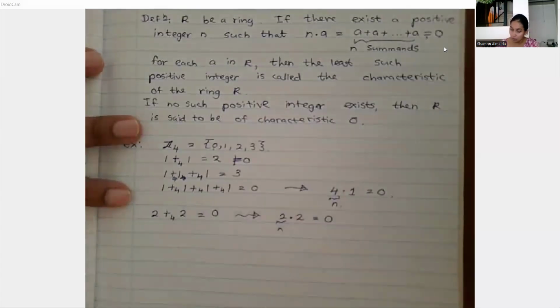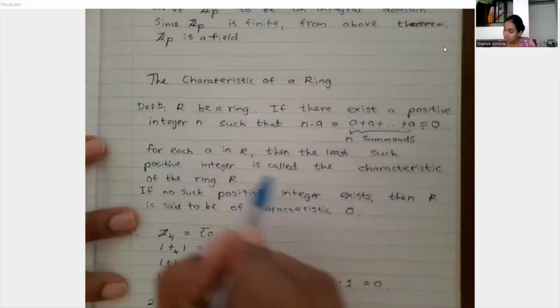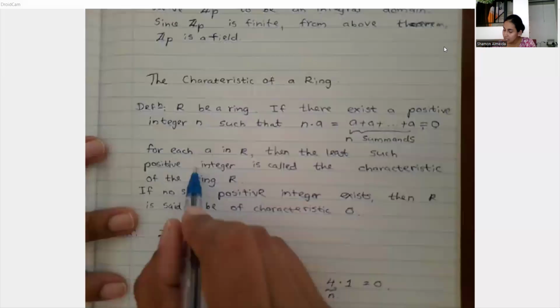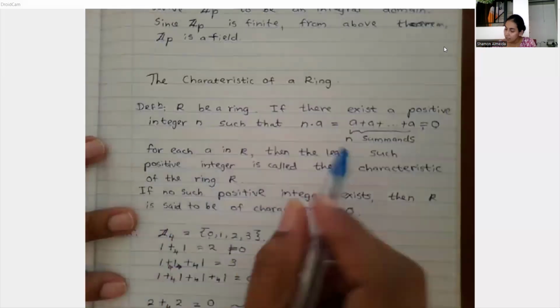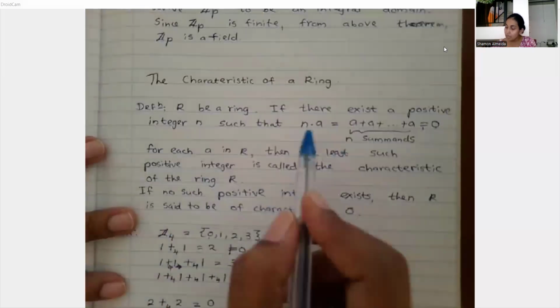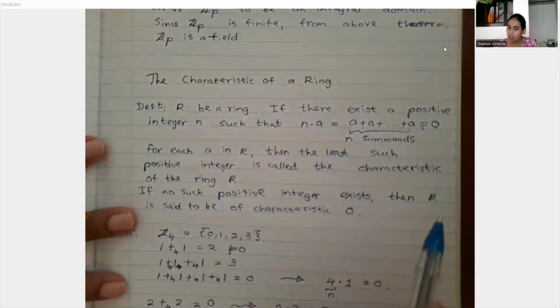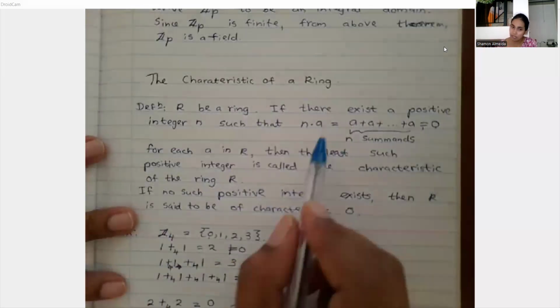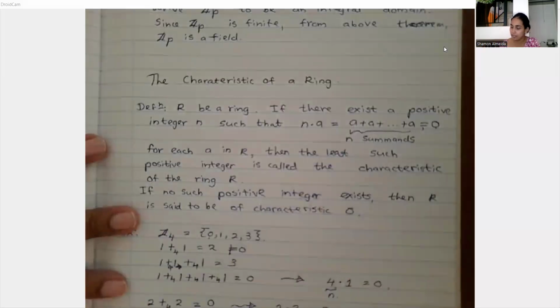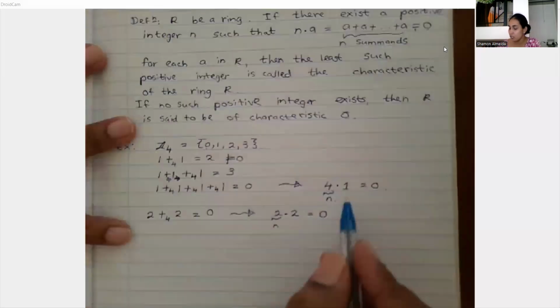Right? Now, observe that we are supposed to find the least integer, where n times a is equal to 0. The smallest possible n when you consider each and every element in the ring, right? Now over here, we have only considered 2 elements.